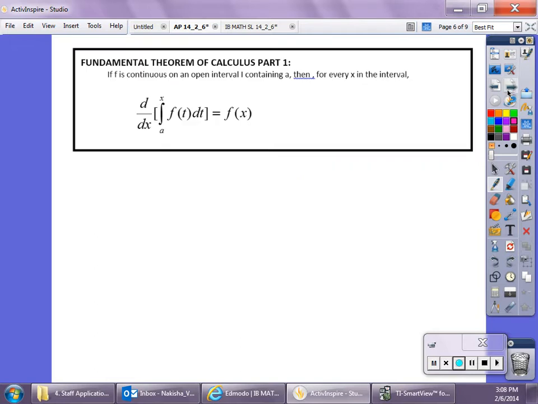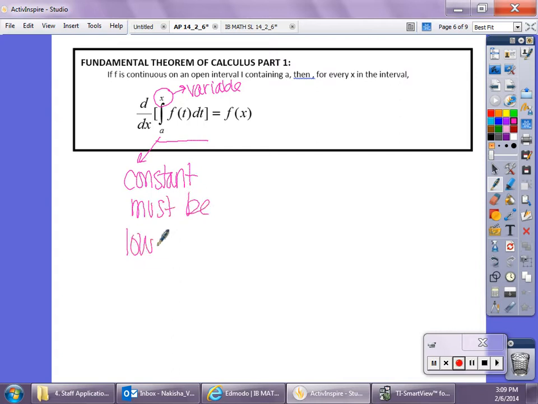And that pattern gets you to the fundamental theorem of calculus part 1. It says that if there is some function that I am taking the integral of, and it has to be a variable or a function, and this here has to be a constant. And the constant must be the lower limit. So if it's the upper limit, you're going to have to use the negative rule to flip it.